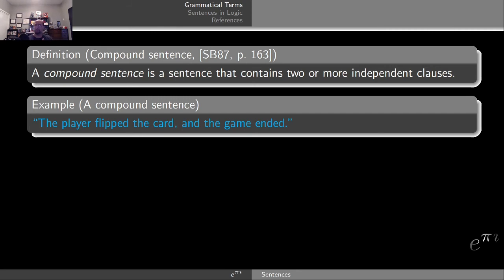Same thing with the game ended. The game came to a conclusion. The game has concluded. That stands on its own also. However, the two clauses are linked together with the word and. Thus, the player flipped the card and the game ended forms a compound sentence.